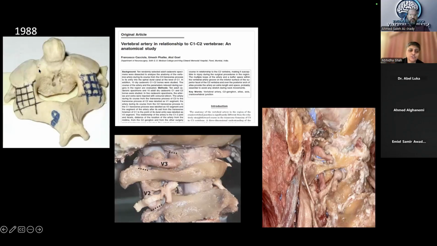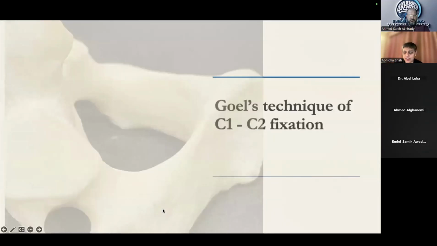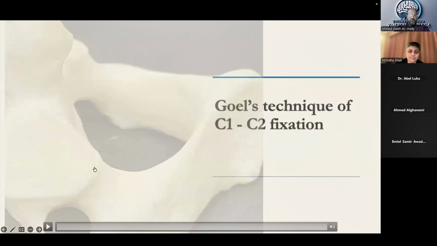Then you direct the screw insertion medially and cranially, and this is your trajectory of the C2 screw. In majority of these cases, you will not injure the vertebral artery. So here you can see the vertebral artery course as it is going here. So I will show you a high riding vertebral artery and how to mobilize it. So this is the technique. I'll just show you a few steps.